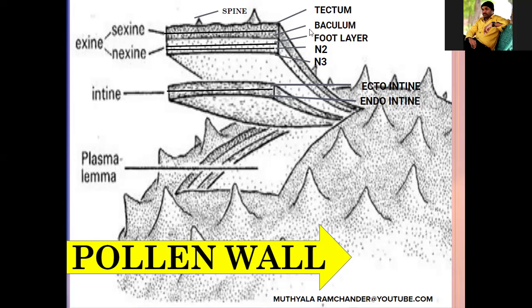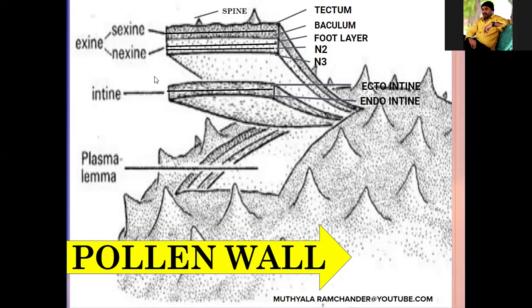Below the tectum, baculum is present. These two sublayers belong to sexine. And the nexine is the inner layer of exine. It is again divided into N1, also called foot layer, N2 nexine 2 layer, N3 nexine 3 layer. Below the nexine 3 layer, intine is present. Intine is again divided into two sublayers: ectointine and endointine. Below the endointine, plasma membrane is present.